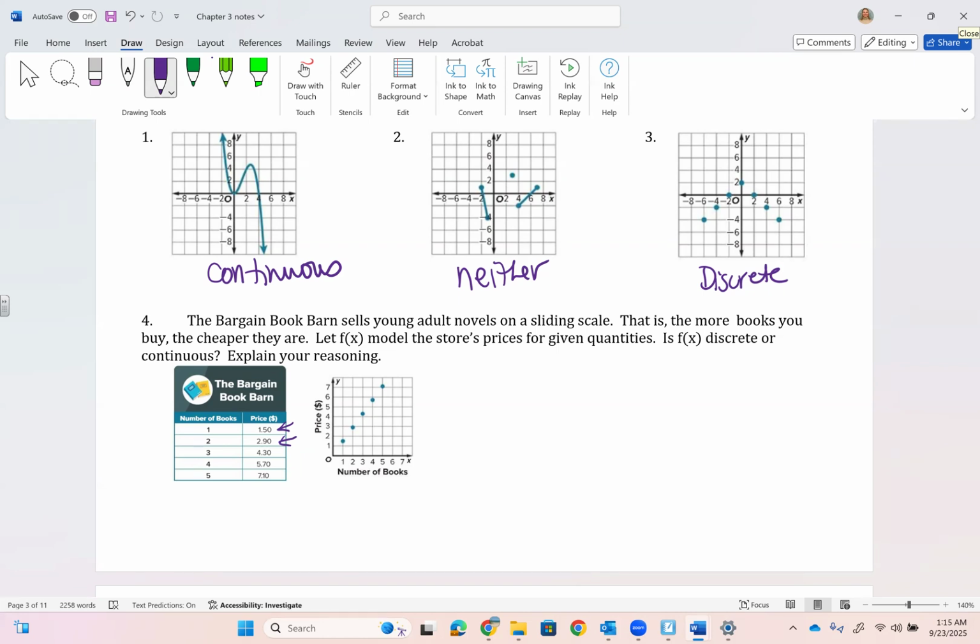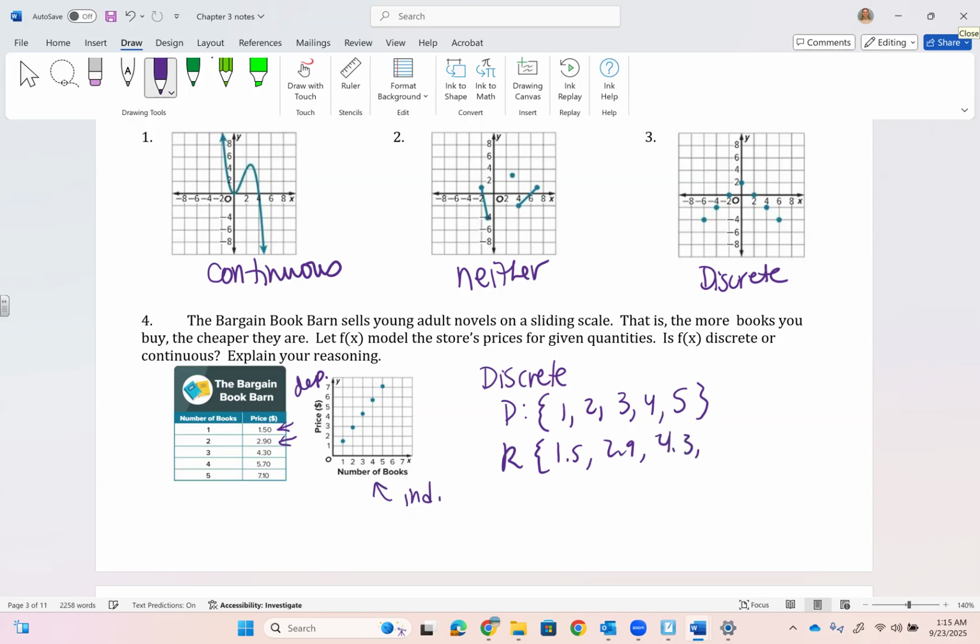So this would be the independent variable right here. Independent variable. This is the dependent. Okay. And then it says, is this discrete or continuous? This is discrete because they're not connected. And let's go ahead and do the domain. The domain would be 1, 2, 3, 4, and 5. And then the range, you would just list out the y values. So it'd be 1.5, 2.9, 4.3, 5.7, and 7.10. So just reviewing skills, the domain and range.